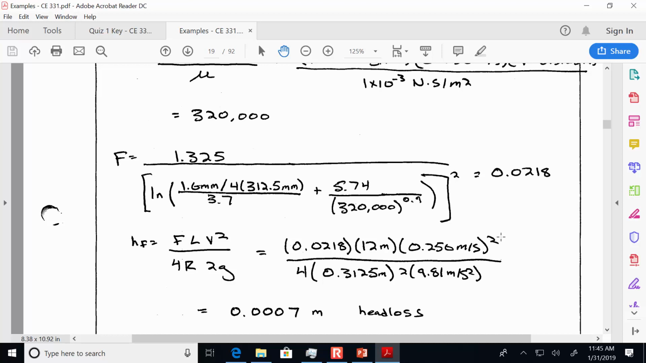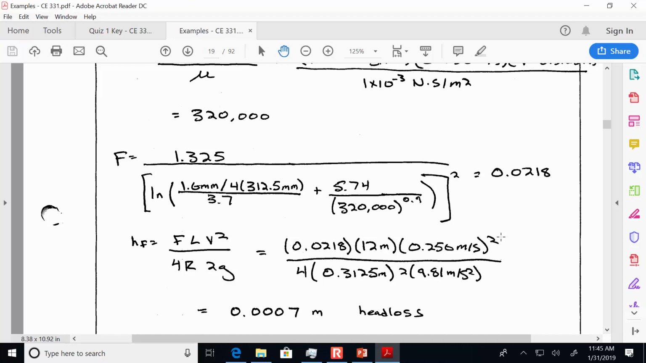And then the 5.74 divided by the Reynolds number to the 0.9 power. So putting all that into the calculator, the Jane equation returns that the F value is 0.0218. And then this is a pretty minor head loss. It's a short culvert. The water isn't flowing particularly fast. So there's not going to be a lot of pipe friction through this section.